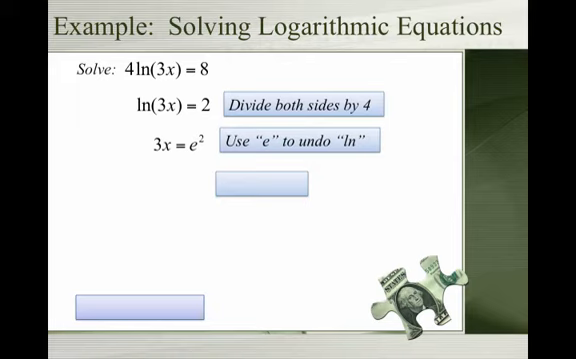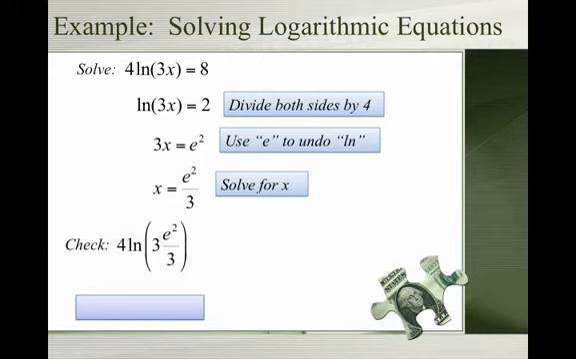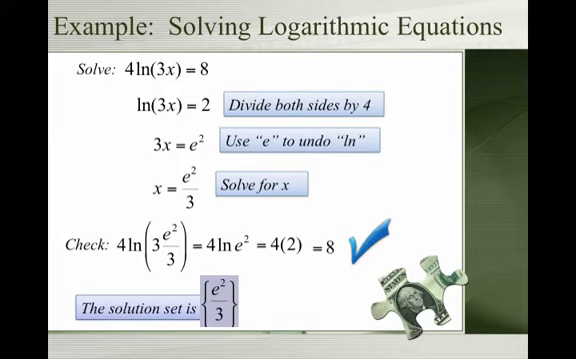All right, again, we have to apply it to both sides. And lastly, I can solve for x by dividing both sides by 3. So I have x equals e squared divided by 3. All right, let's check our answer. I plug e squared divided by 3 into my equation for x. All right, so the 3's will cancel inside the natural log. So I have 4 times the natural log of e squared. Well, the ln and the e undo each other, so I simply get a 2. And we have 4 times 2, which is 8, which is exactly what we're looking for. Okay, and so our solution set is indeed e squared divided by 3.